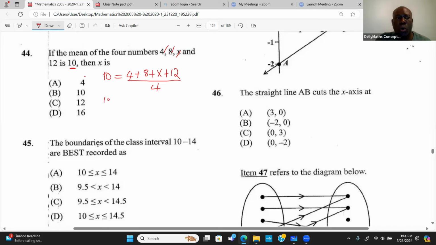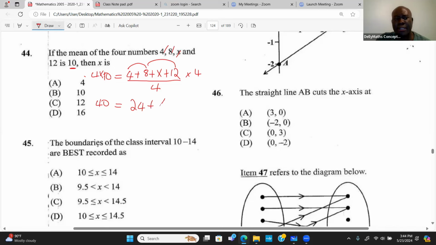What we could do right now is multiply both sides by four to get rid of that denominator. So I have 40 here, and then I'm going to add 4 and 12, and that's 24. So basically, I have 24 plus x, right?